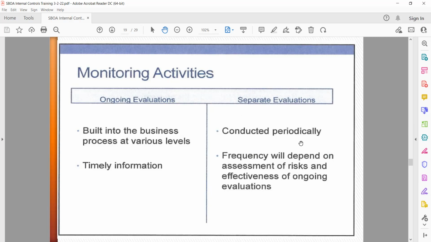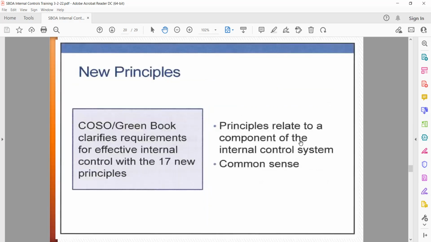Ongoing activities would be built into the business process at various levels so that it will provide timely information, or separate evaluations would be conducted periodically, and the frequency would depend on the assessment of risk and effectiveness of ongoing evaluations.